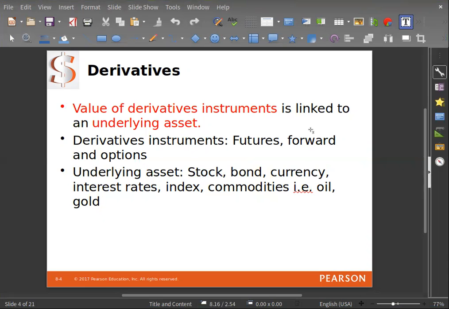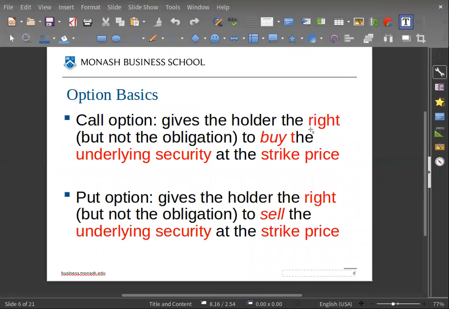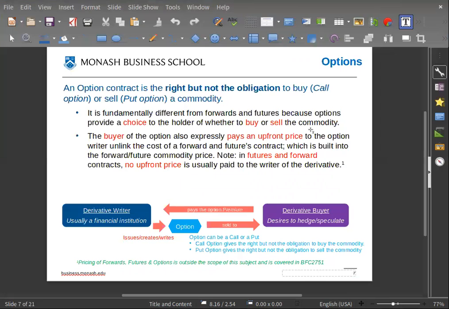Anyway, there are three types of derivatives which are the most common: forwards, futures, and options. In this week's lecture, we will be focusing on options. An option, as the name says, is like a choice. It gives you the right, but not the obligation. You have the option to exercise, but you're not obligated.